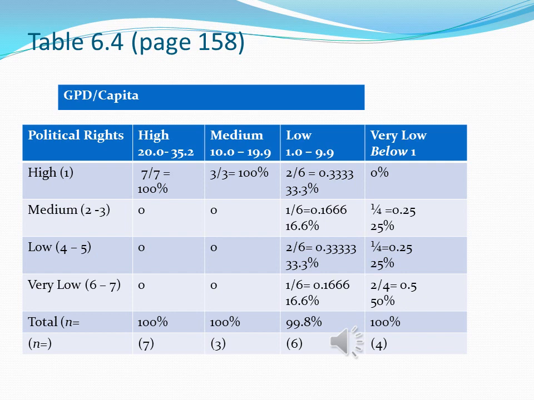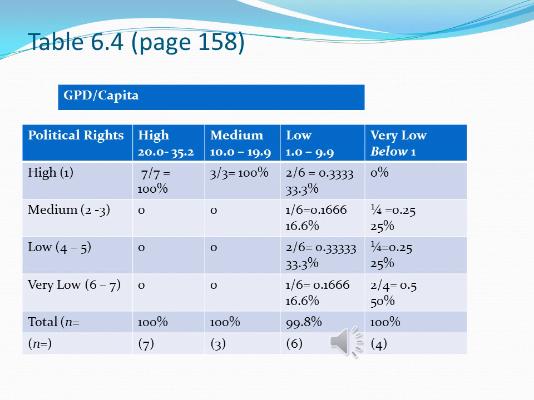So 3 divided by 3 equals 100%. Okay, now for the low one, this may make more sense because each one has a different number here. For the low, 1.0 to 9.9. Notice for high, the frequency was 2. So 2 divided by the column total, which is 6, equals 0.33333, which is 33.3%.